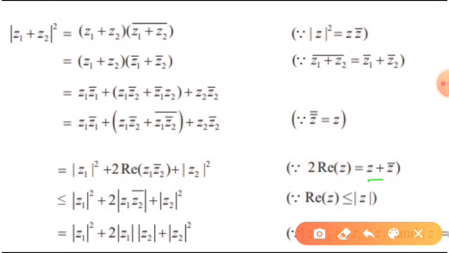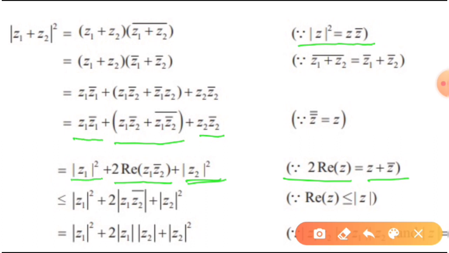Look here, Z plus Z bar, what? Twice the real part of Z. Here, |Z1 + Z2|² is Z1 plus Z2 times Z1 bar plus Z2 bar, that is equal to twice the real part of Z1 Z2 bar plus |Z2|². We know that modulus of Z squared equal to Z Z bar, |Z2|² is equal to Z2 Z2 bar, |Z1|² is equal to Z1 Z1 bar.